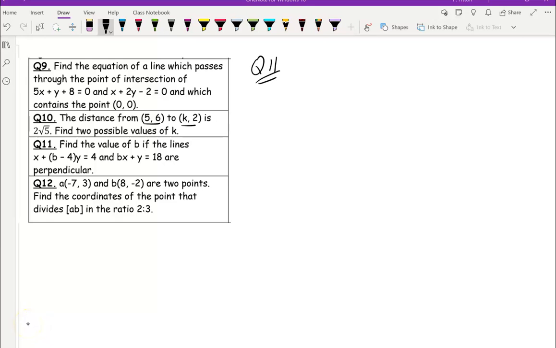The line revision sheet 1, question 11: find the value of b if the lines x plus (b minus 4) times y equals 4 and bx plus y equals 18 are perpendicular. The key word here is perpendicular. It always refers to slopes, so before I do anything, I need to investigate the slopes of both these lines.